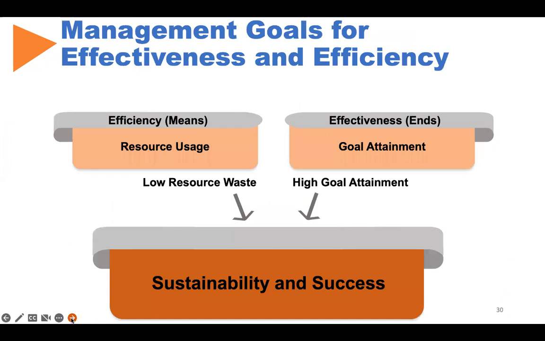And then finally, for a quick summary of what we have been talking about, when we're looking at the goals a business has for effectiveness and efficiency, on your left side, the efficiency is the means, how you get to your results, how much you use your resources, and we want to make sure you have low resource waste. On the right side of the graphic here, we talk about the effectiveness. These are the ends we're trying to meet, meaning goal attainment. So we want to have high levels of that, of course. We want to make sure we meet the goals we have set out for ourselves.